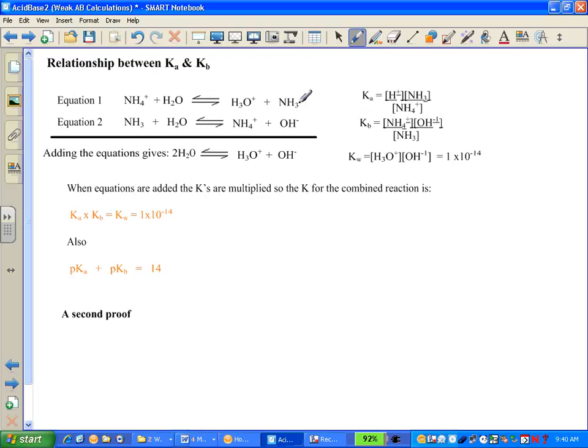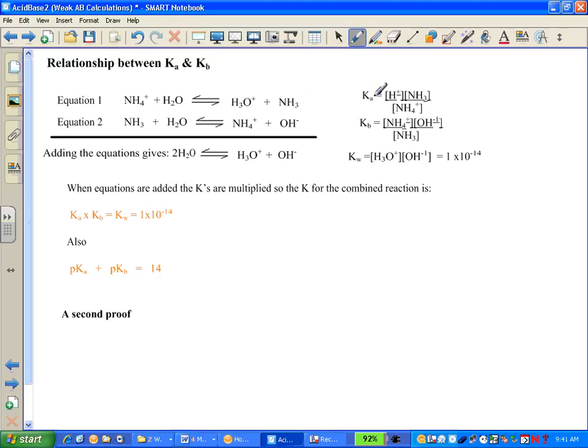So what I've done here is I've written the reaction of a base, NH3, and its conjugate acid, NH4 plus, in water. So NH3 plus H2O, this is my base, so it accepts a proton to become NH4 plus, and we've got hydroxide. This conjugate acid in water donates a proton to produce H3O plus and NH3.